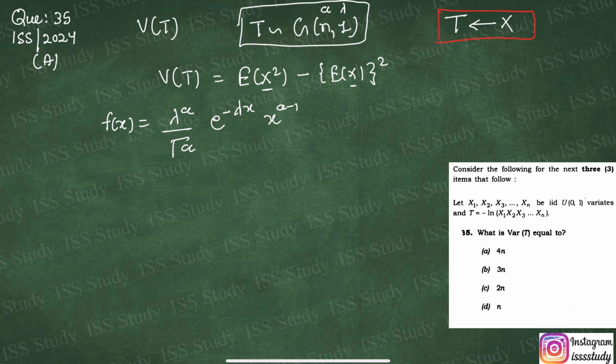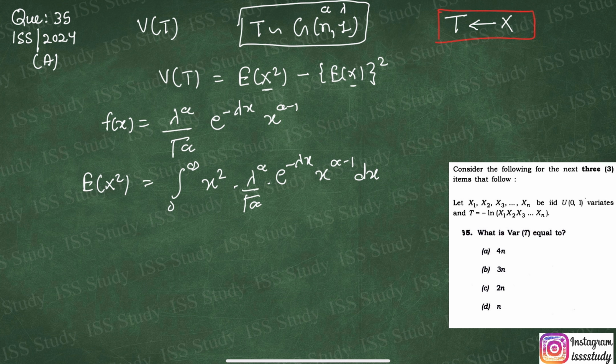Finding the value of expectation of x square is very easy. Integral 0 to infinity x square lambda to the power alpha upon gamma alpha e to the power minus lambda x x to the power alpha minus 1 d of x. Now I am going to take some of the constant values outside. So I can write lambda to the power alpha upon gamma alpha, integral 0 to infinity, lambda e to the power minus lambda x, and x to the power alpha plus 2 minus 1, because we have the same base, so we can add the powers.